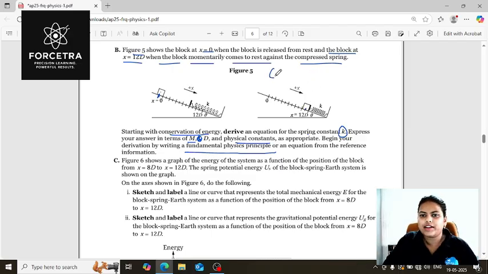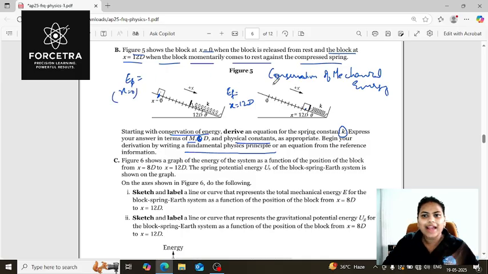So I can write conservation of mechanical energy. The energy at this point, to avoid confusion, would be EI, and at this point it would be EF. EF means at x equals 12D, and EI is at x equals 0.